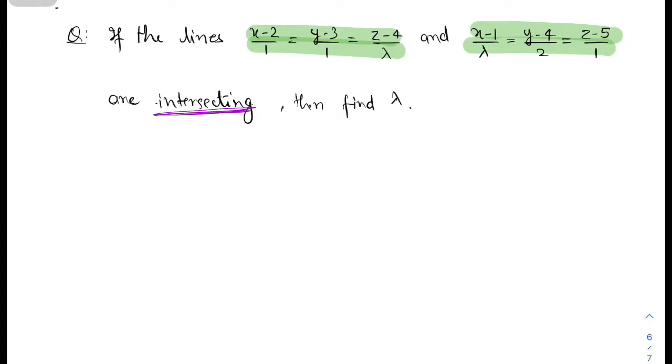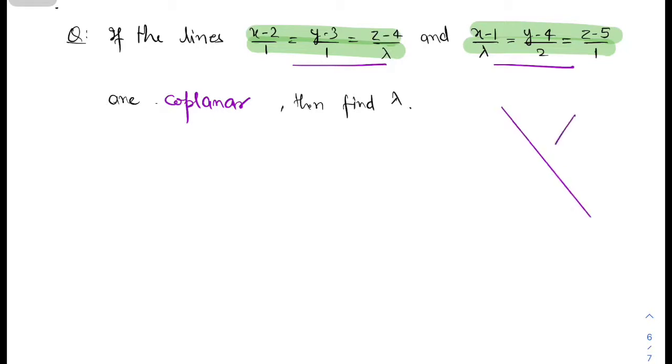Okay, the question can also be asked like this: if the lines are coplanar, if this line and this line are on the same plane, then what is the value of lambda? So nothing, we have to calculate the shortest distance and make it 0.